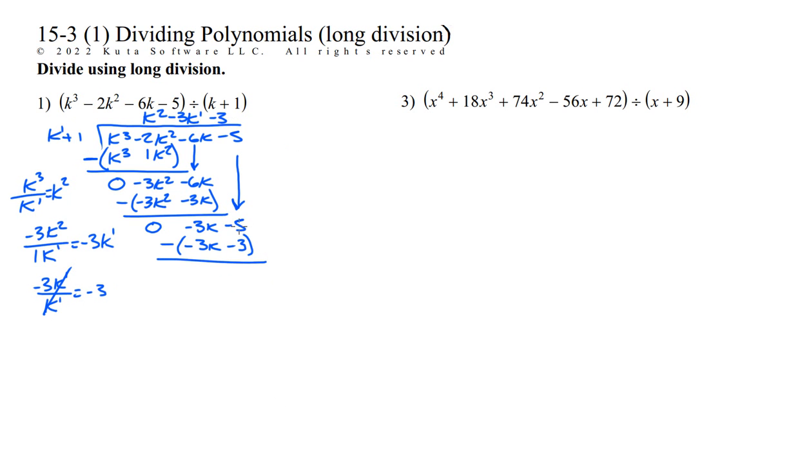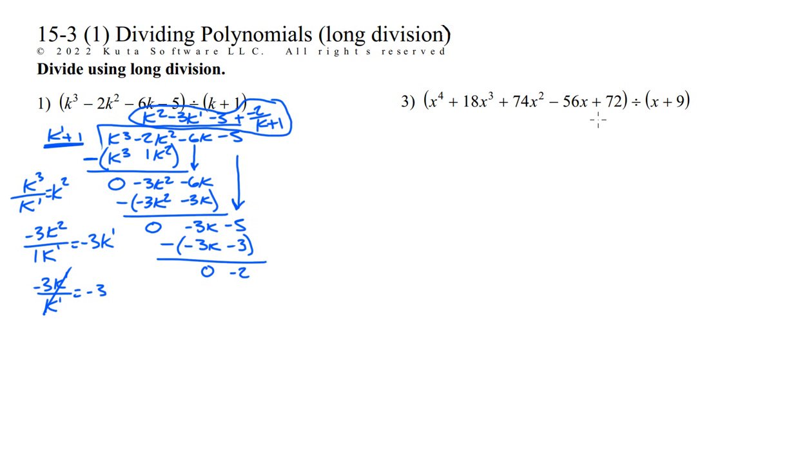Okay, so negative 5 minus negative 3 is negative 5 plus 3 is negative 2. Negative 3k minus negative 3k is 0. So there's nothing else left to drop down here. So that means that this negative 2 is our remainder. So we can put this plus negative 2, or you could have put minus 2, over, and then we're going to put k plus 1. So this is our answer here. We got k squared minus 3k minus 3 minus 2 over k plus 1. That is what this divided by this is going to equal.